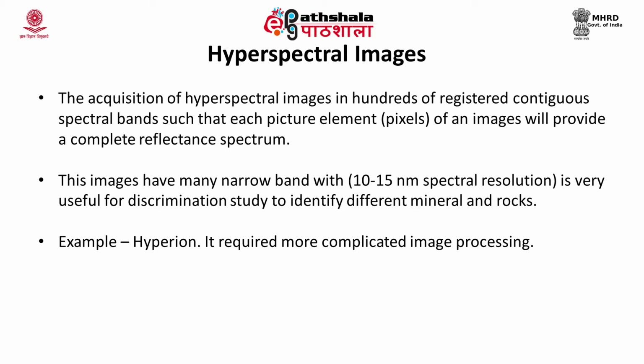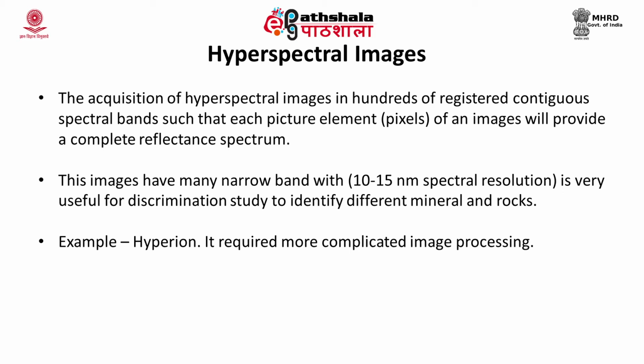In hyperspectral images, the acquisition is in hundreds of registered continuous spectral bands, such that each picture element or pixel of an image will provide a complete reflectance spectrum. This image has many narrow bands with 10 to 15 nanometer spectral resolution, which is very useful for discrimination studies to identify different minerals and rocks. Hyperspectral images include Hyperion or OLI. These are the different types of hyperspectral images people are now using to get information about mineral and rock composition. And this requires more complicated image processing.